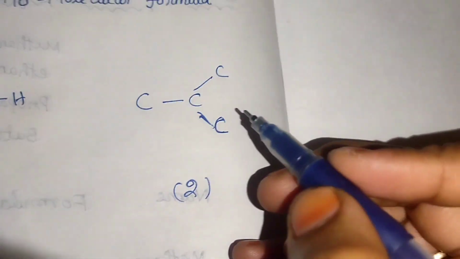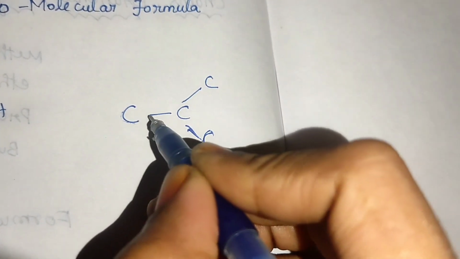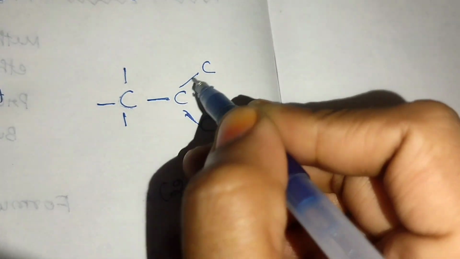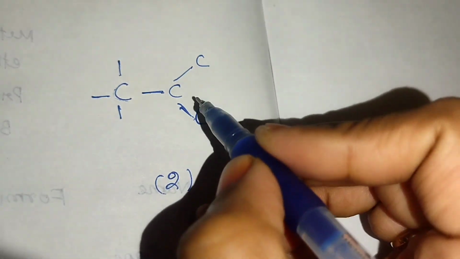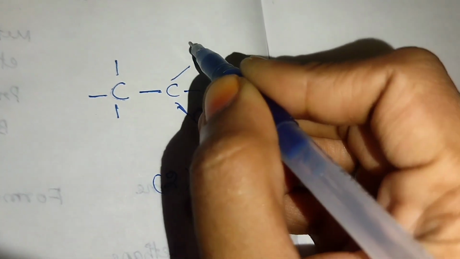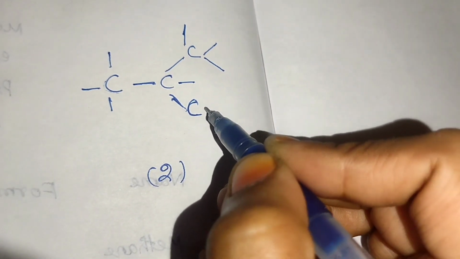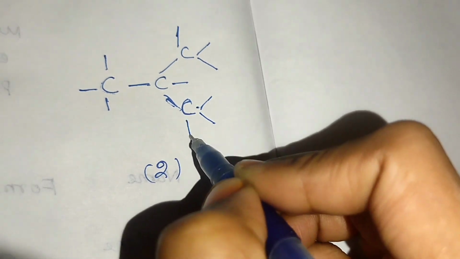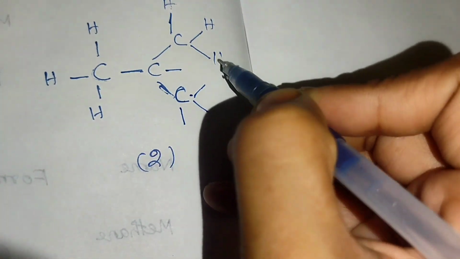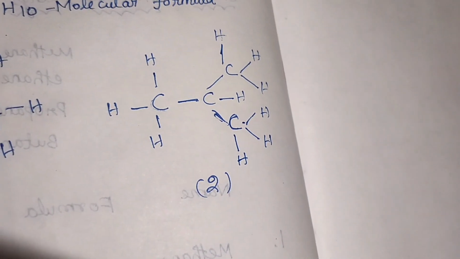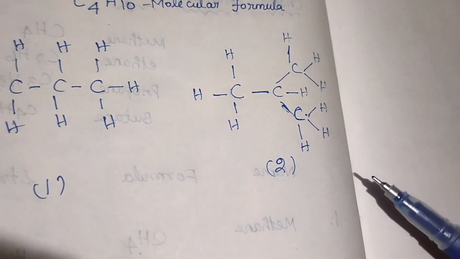Now here I have to complete. For this carbon 1, 2, 3, 4. For this carbon 1, 2, 3 and only one more, 4. For this carbon 1, 2, 3, 4. For this 1, 2, 3, 4. Okay, now write the balance hydrogens: 3, 4, 5, 6, 7, 8, 9 and 10. So this is another possible structure for butane.